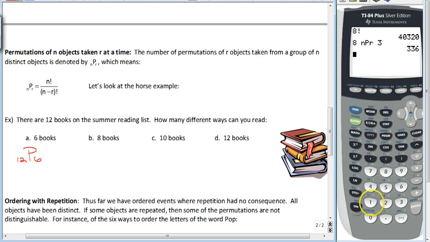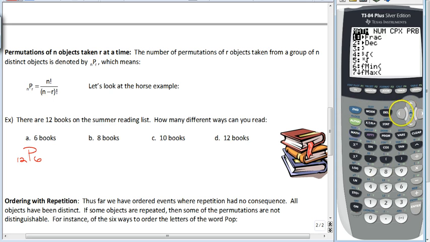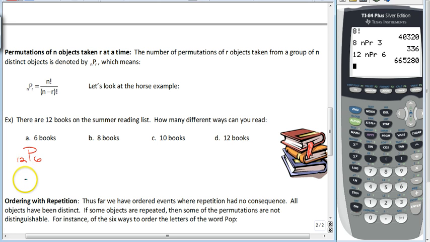You take your calculator and you would just say 12, math, slide over to probability number 2, and then we're going to choose 6 books, click enter, and if you just want to read 6 books out of 12, you have 665,280 different ways you can read those books. Okay? So then we have 8 books.